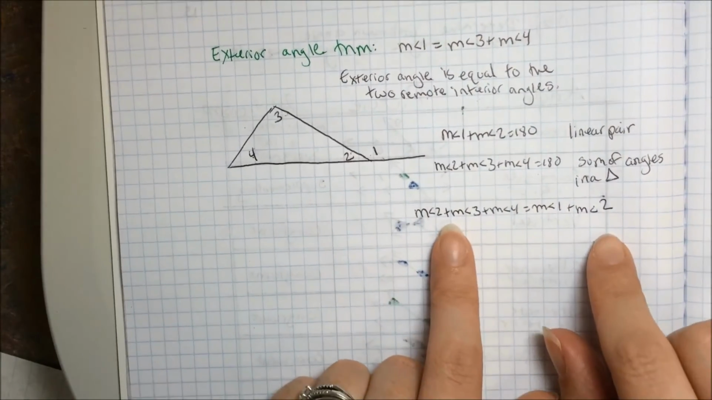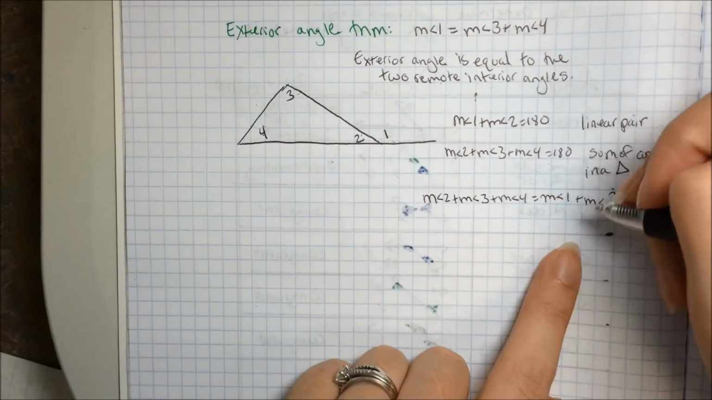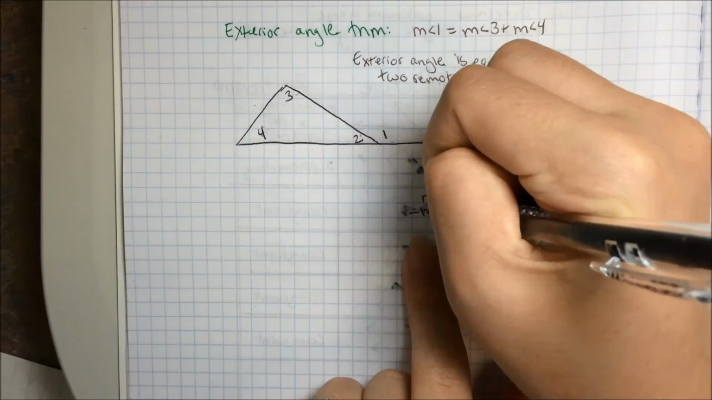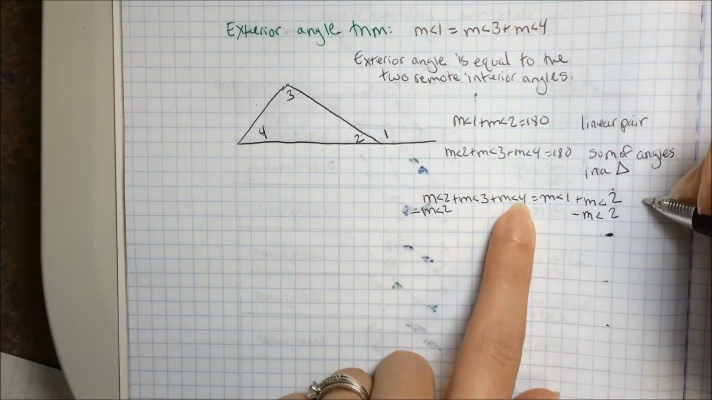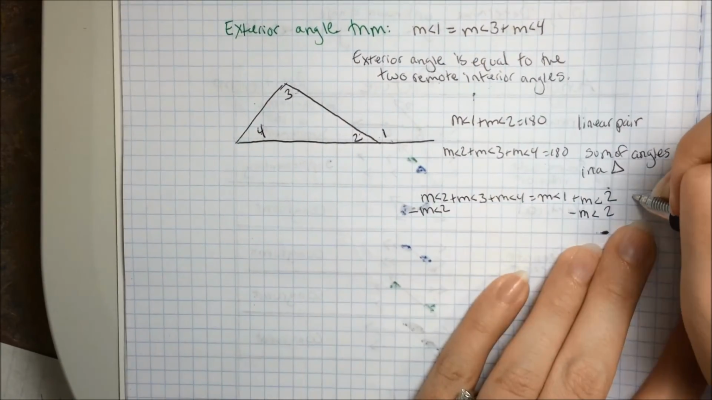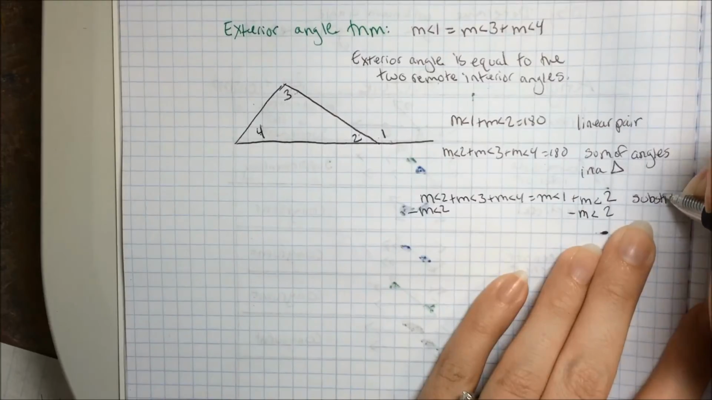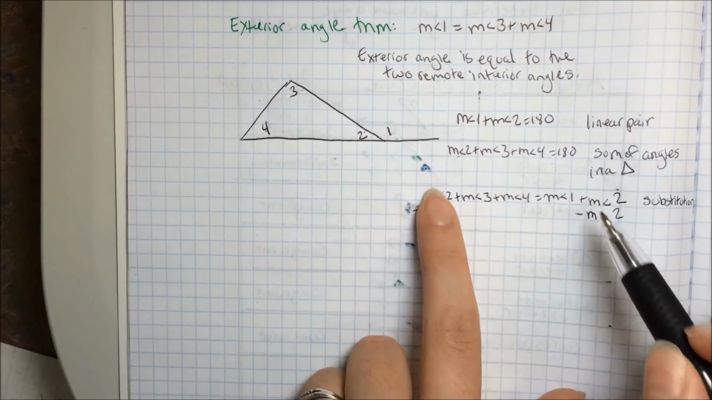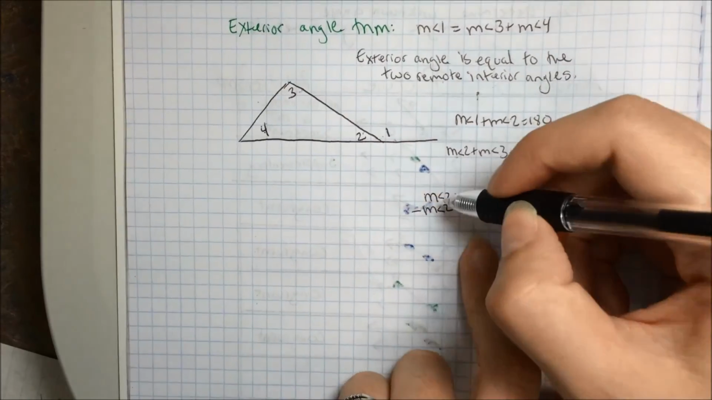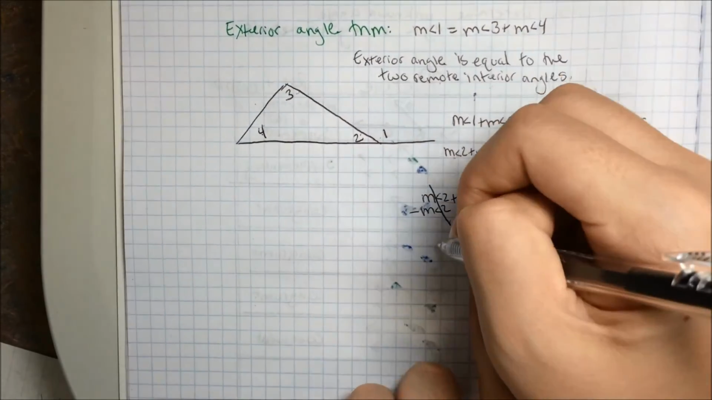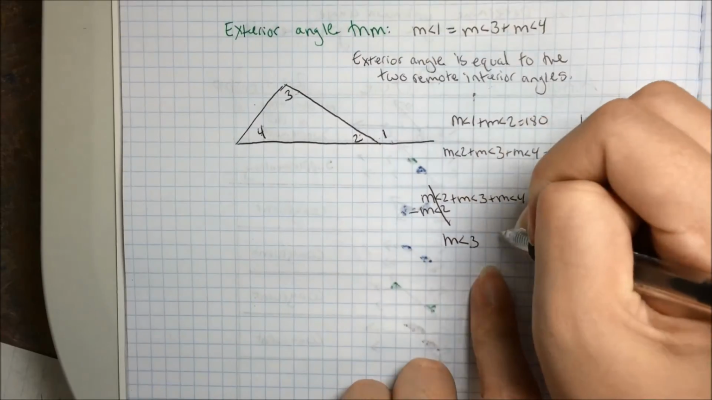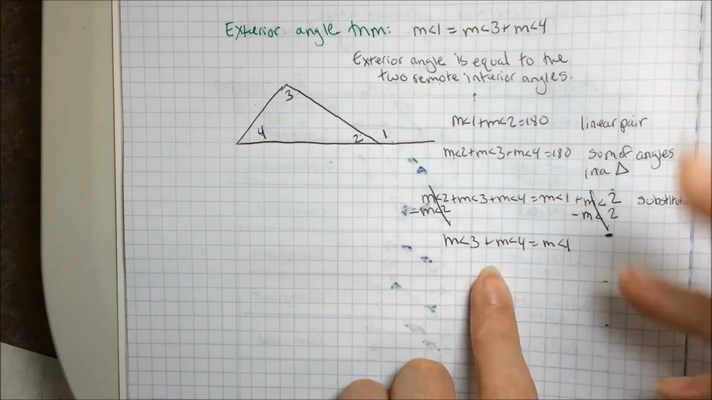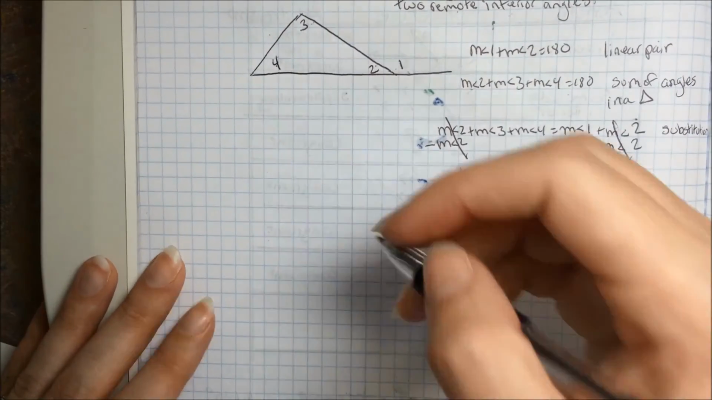I can simplify this equation a little bit, and I can subtract the measure of angle 2 from both sides. So I knew this first one by substitution. That cancels, and I've got the measure of angle 3 plus the measure of angle 4 equals the measure of angle 1. So how can I use this practically?